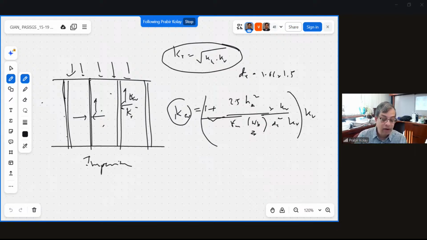So that one you need to calculate because it says triangular pattern. So D equivalent you can calculate from here. 1.3 times 1.06, that is 1.378 meter. So that is the equivalent diameter. So we need to find out the diameter ratio, that ND, correct?